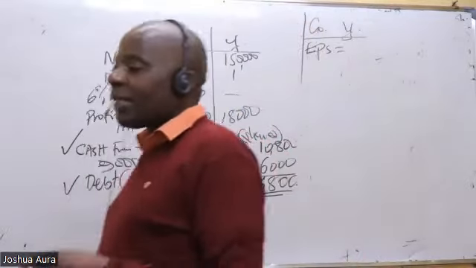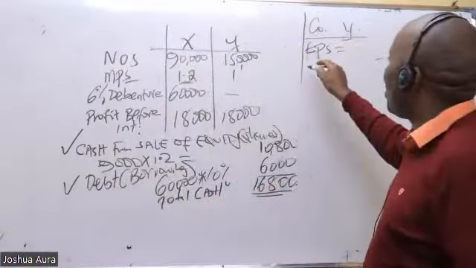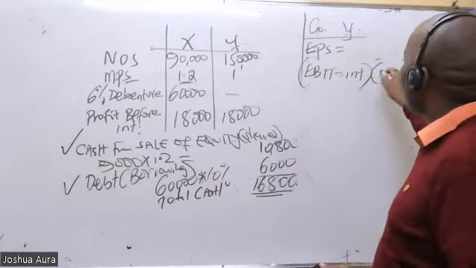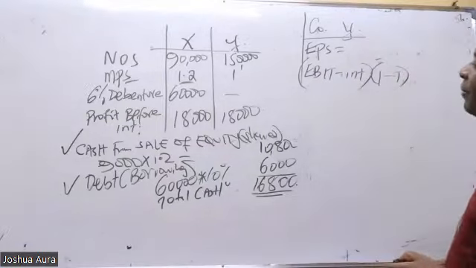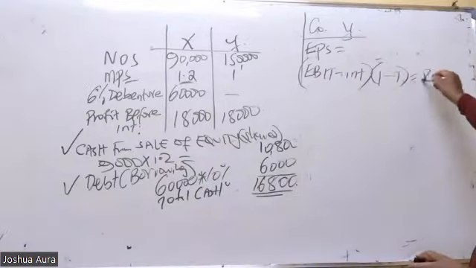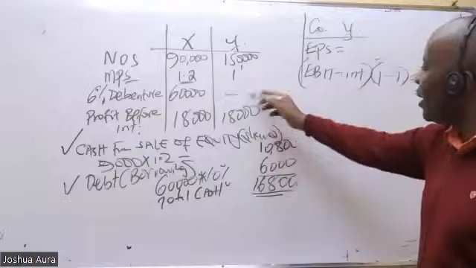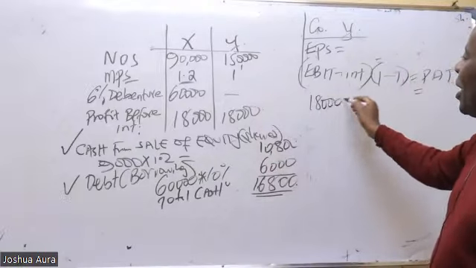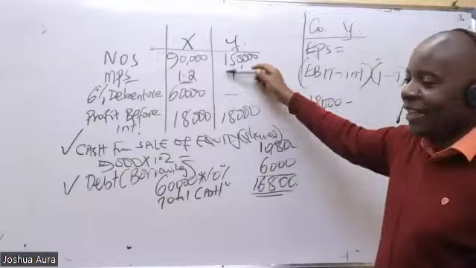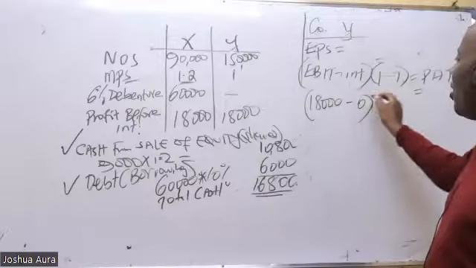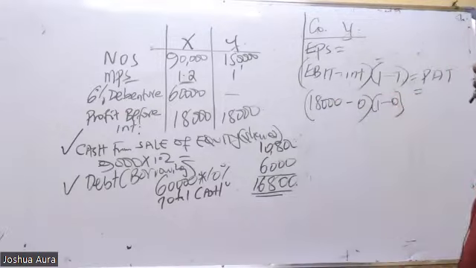Thank you very much. John Massey has appreciated that EPS can only come from this: it is EBIT minus interest, multiplied by 1 minus taxation. This basically will be your profit after tax. So EBIT for company Y, I can see, is 18,000. Company Y does not have any debt, so debt here is 0. Remember that our taxation is 0. Tax has not been provided.